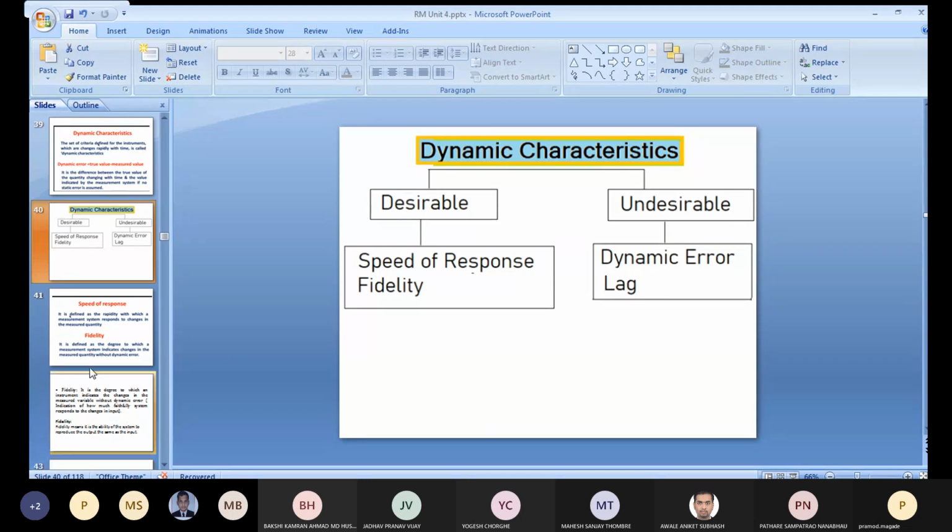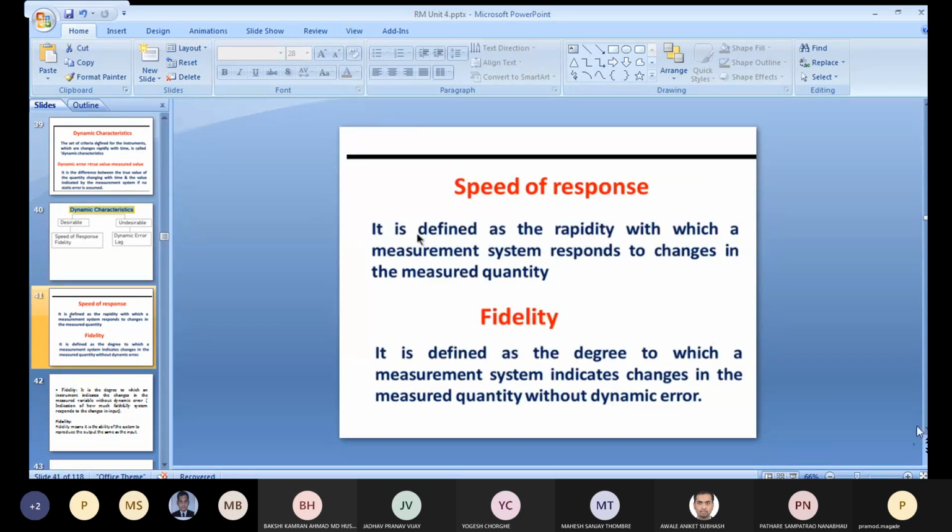Then we'll see speed of response first. Speed of response is nothing but the reading changing suddenly from initial to final. As per our basic idea, dynamic characteristics are rapid changes with respect to time. So speed is the reading which can change with respect to time suddenly from the initial to the final position. That will be the rapid speed of response.